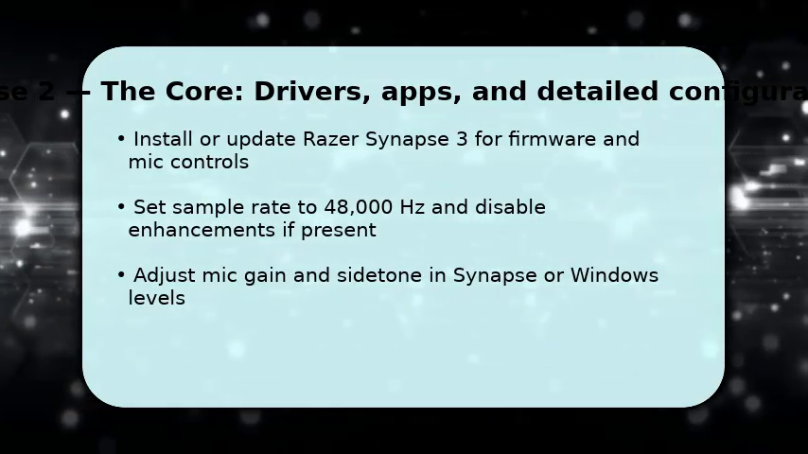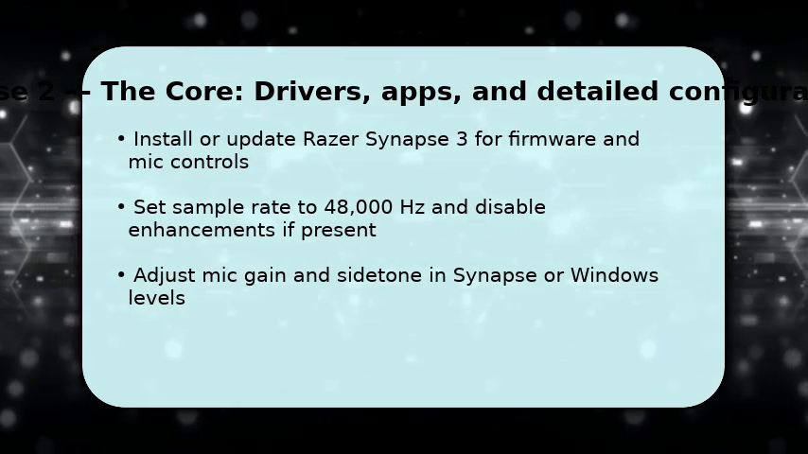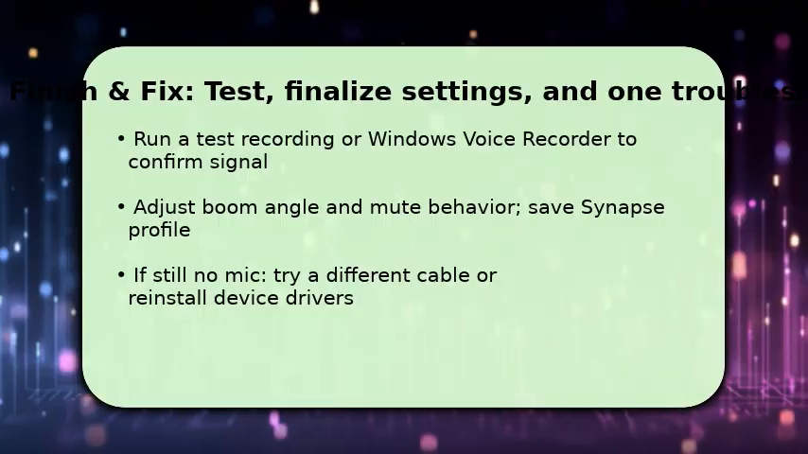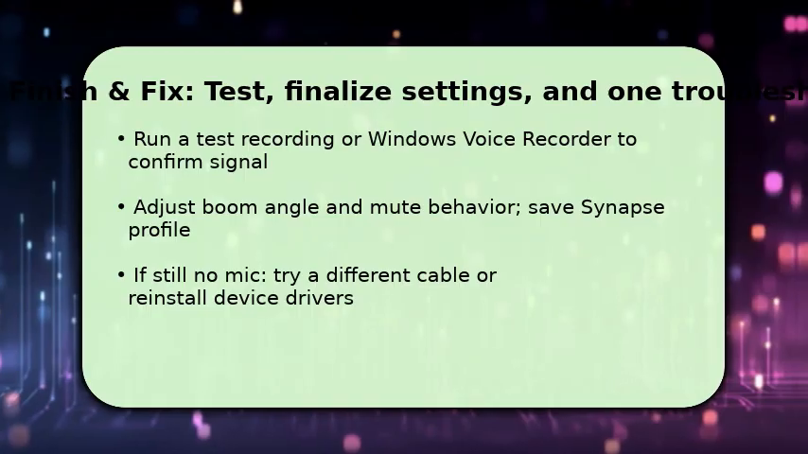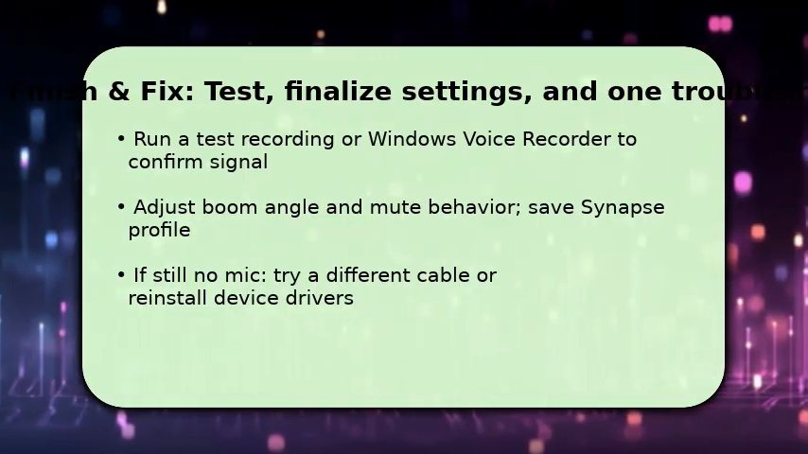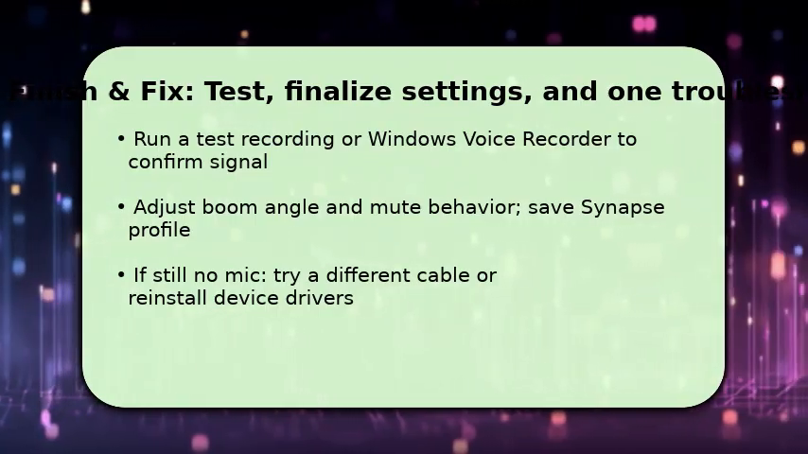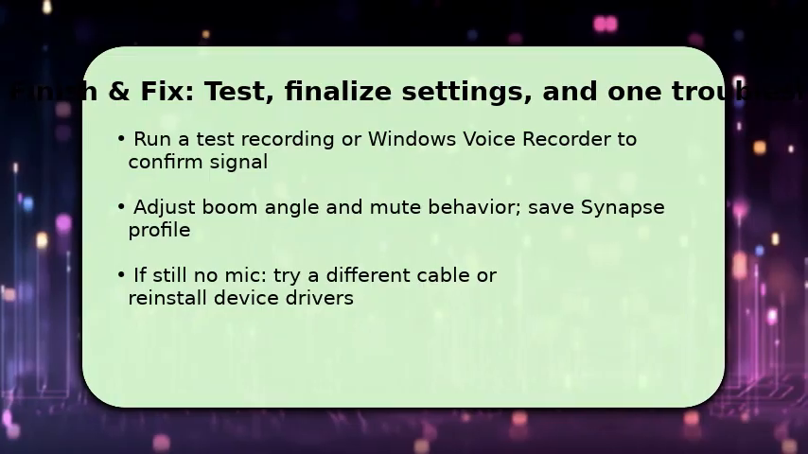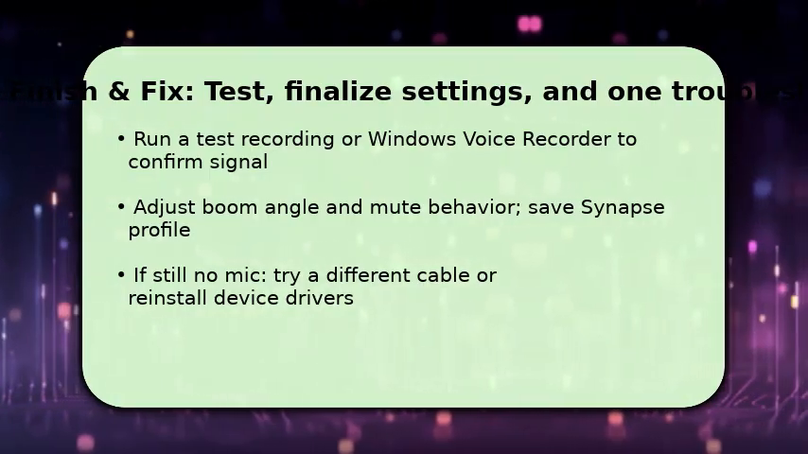Now test the mic by recording a short voice clip and speaking at normal volume. Listen for clarity, background noise, and clipping. Make final tweaks. Angle the boom slightly toward your mouth, set mute behavior to tactile on/off, and save a Synapse profile for gaming and calls. If the mic remains undetected, restart the machine, try a different cable or USB port, and reinstall drivers in Device Manager.